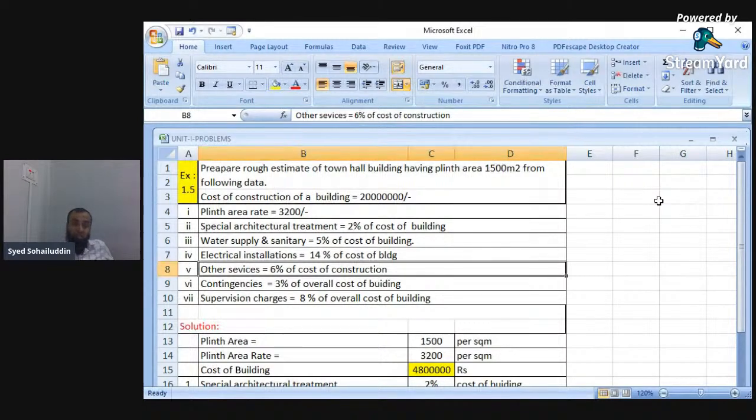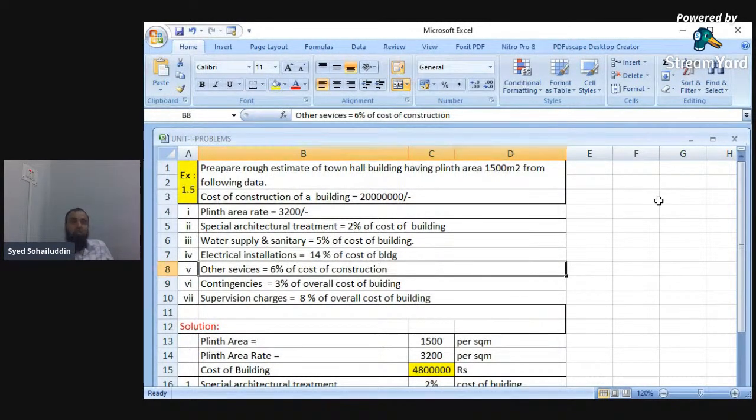So it is taken as 3% of cost of construction is not there, but it is the overall cost of building. Let's see what is overall cost of building or cost of construction. But contingencies is 3% of overall cost of building. And lastly, supervision charges, that is engineer's profit or engineer's supervision.